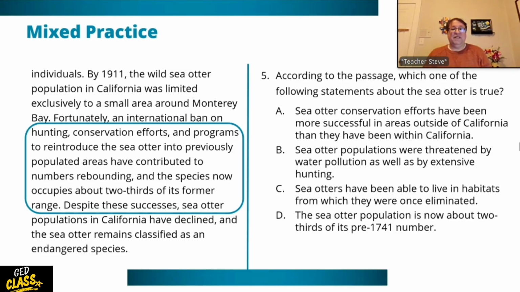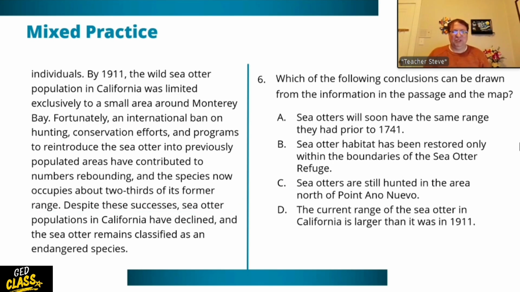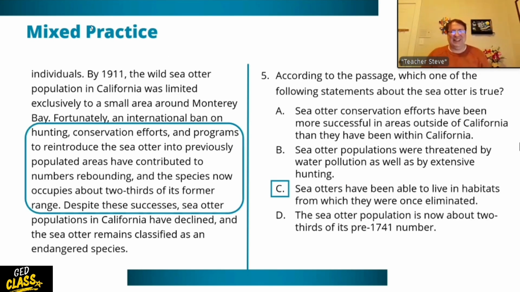Do we know anything about whether sea otter conservation efforts have been more successful in places that aren't California versus California? No, we did not. So by the way, C's the answer. We'll show you why that is in a sec. But no, we don't know about outside of California.